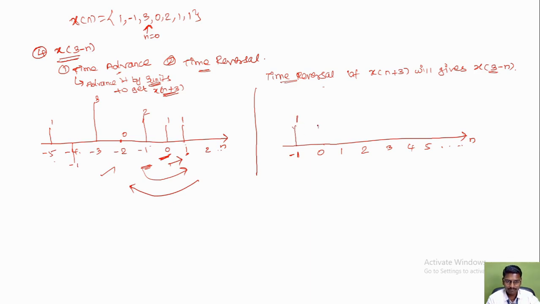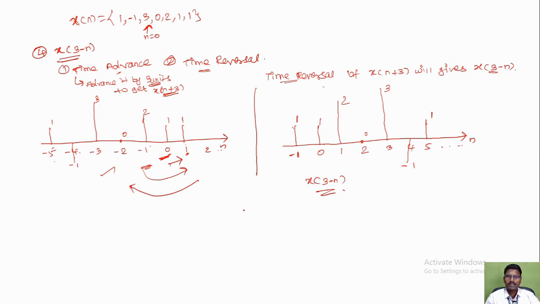So this sample becomes minus 1 with the same magnitude 1, and for 0 it is 1. For minus 1 it is 2 here, so for plus 1 it will be 2, and for minus 2 it is 0, and for 3 it is 3, and for 4 it is minus 1, and for 5 it is 1, right? So this is the signal x of 3 minus n, right?